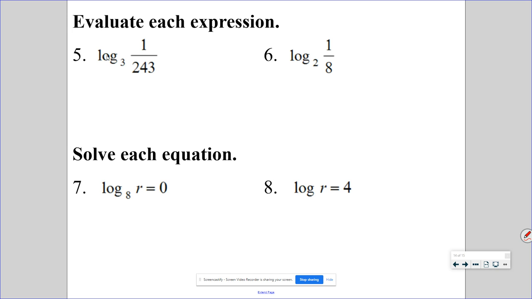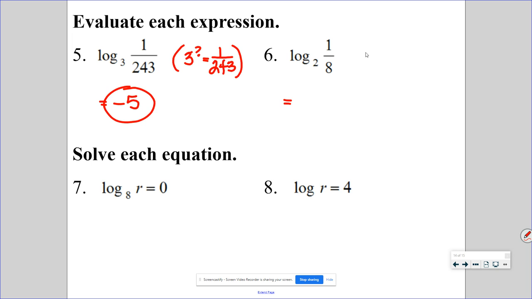So this one says log base 3 of 1 over 243. In my head, I'm thinking 3 to what power is equal to 1 over 243? I know it has to be a negative power because that's the only way to turn a number into a fraction, if a negative exponent is involved. And then I need to raise it to a higher number because I need 3 to turn into 243. I believe 3 to the 5th power is 243. So then 3 to the negative 5th power would be 1 over 243.